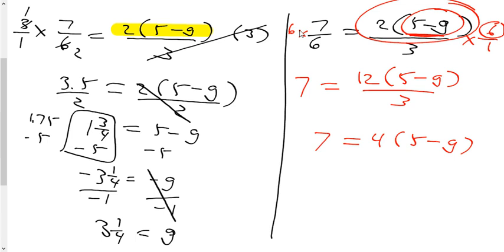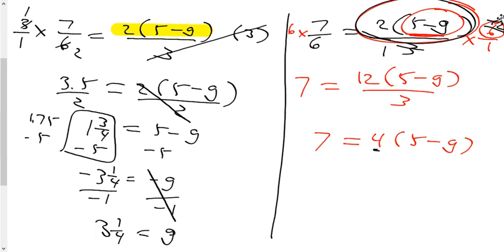So that's why, when I told you before, if I cross-reduce before I consider how many that is, this becomes a 2, this becomes a 1. I originally had 2 groups of 5 minus g, and I'm going to double that amount by multiplying it by 2. So therefore, I'm going to have 4 groups of 5 minus g.